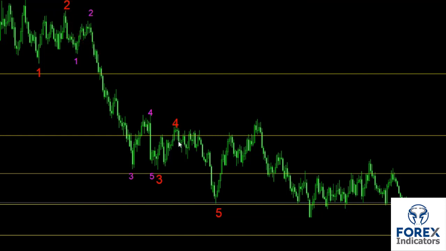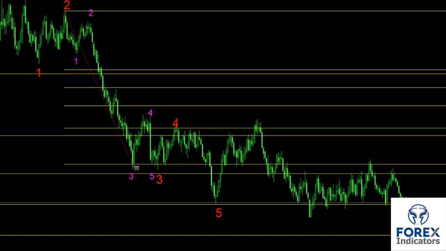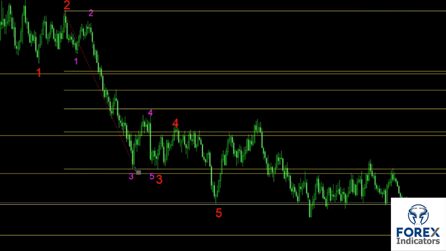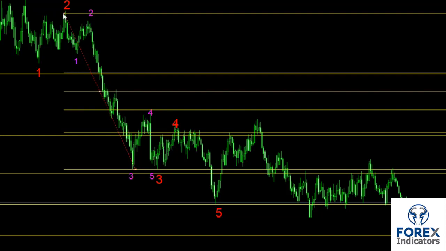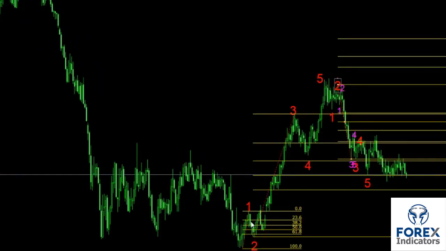Now, let's see the two waves 4 here. From the start of wave 3, we said, until the end. Okay, here, let me delete this preview so it's not confusing for you.